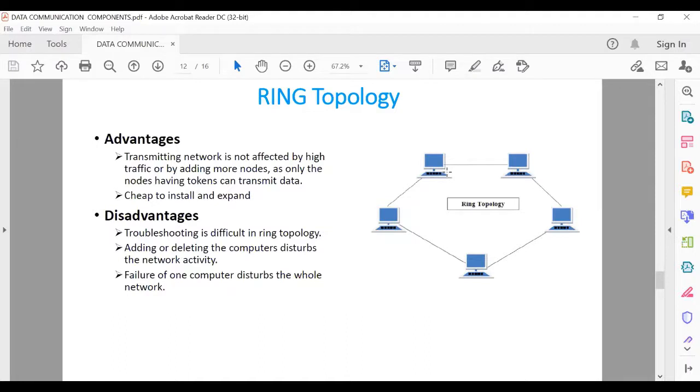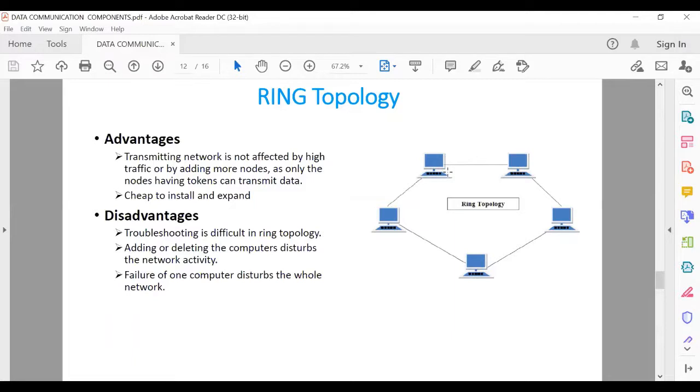The different advantages are, like, the transmitting network is not affected by high traffic or by adding more nodes, as only the nodes having tokens can transmit the data. Another advantage is it is very easy to install or to expand the nodes in this ring topology.